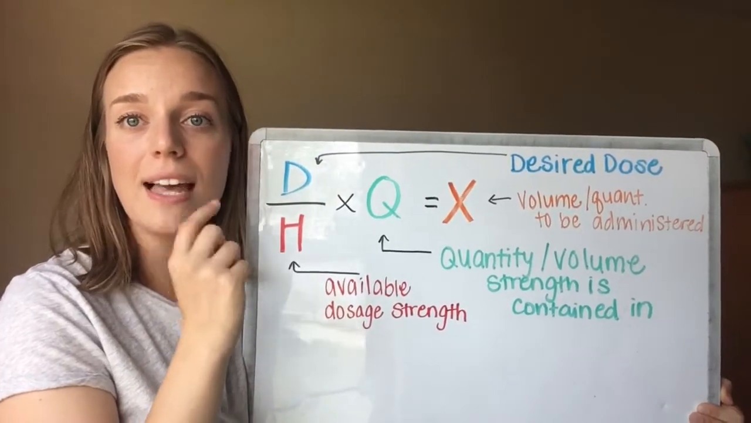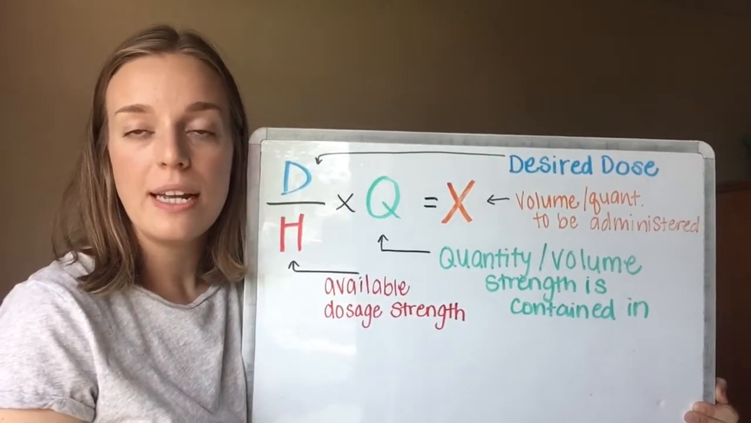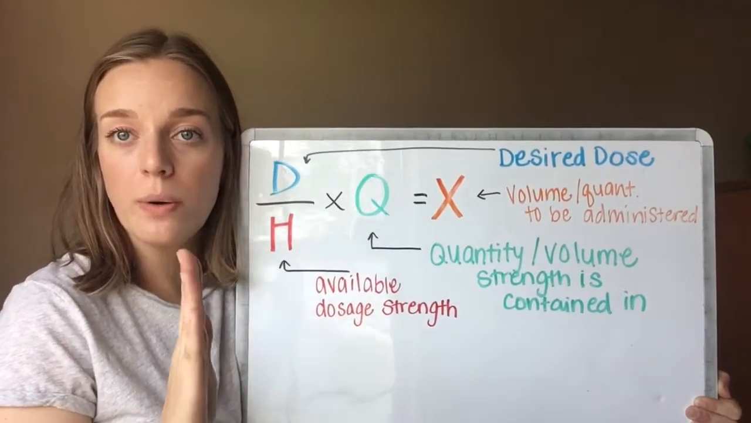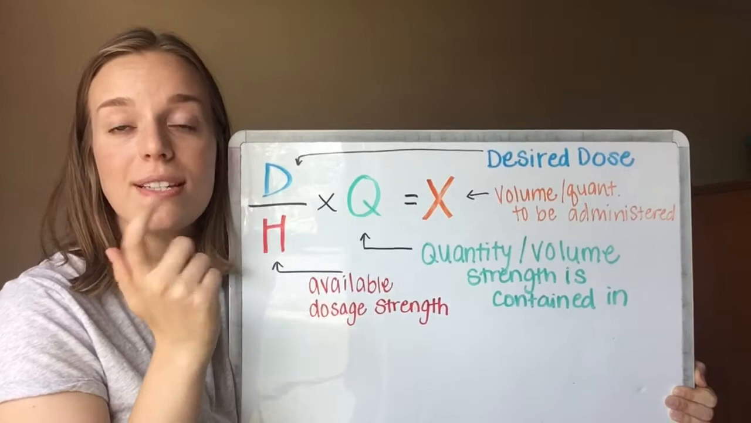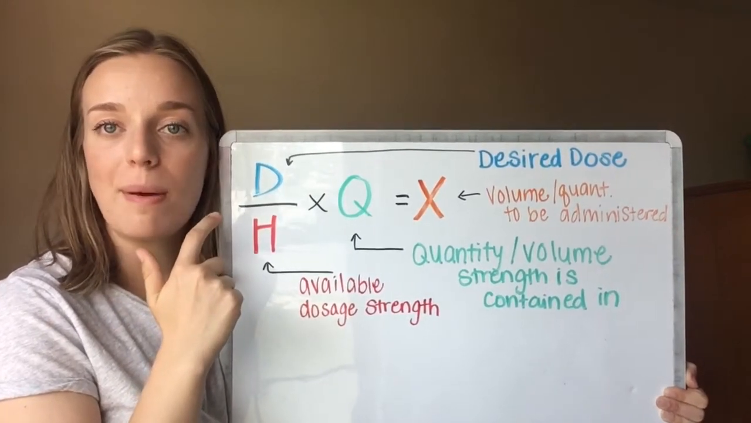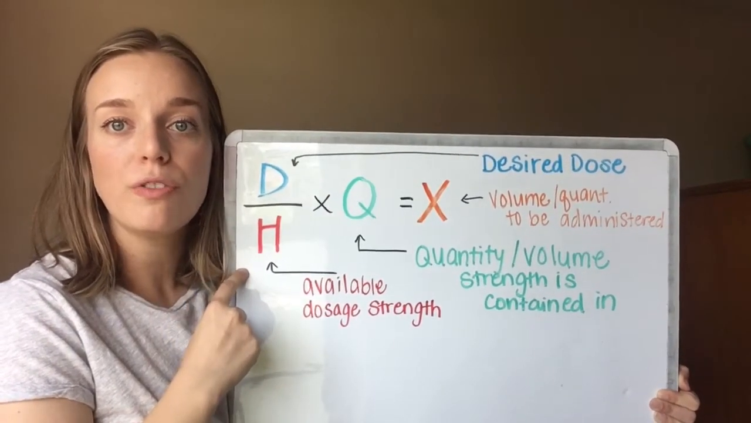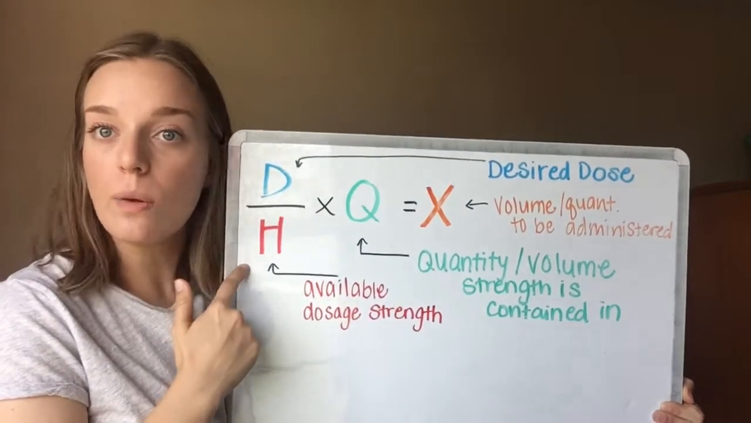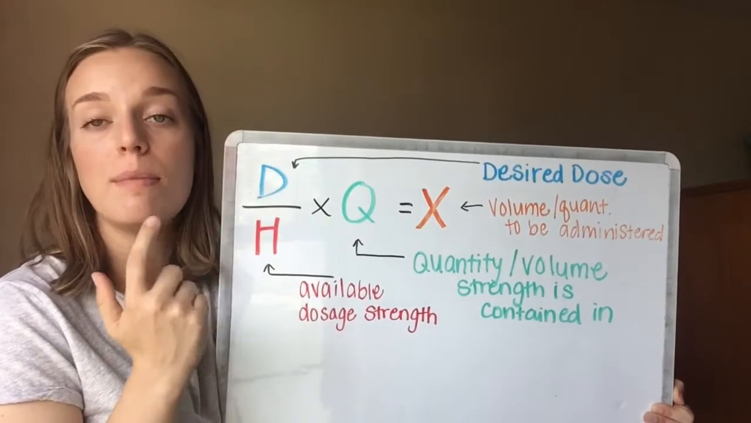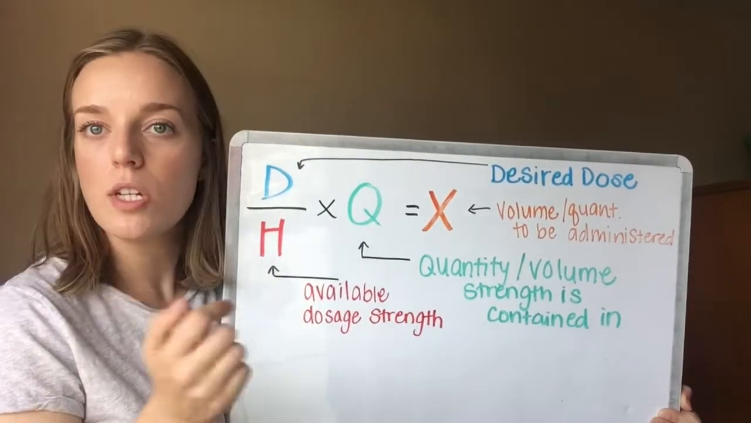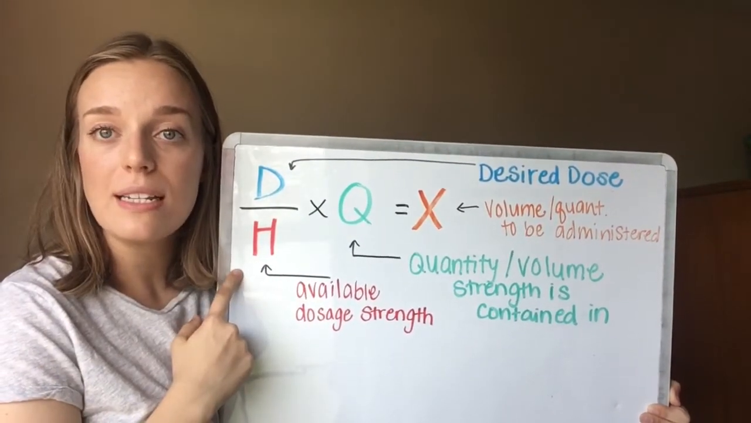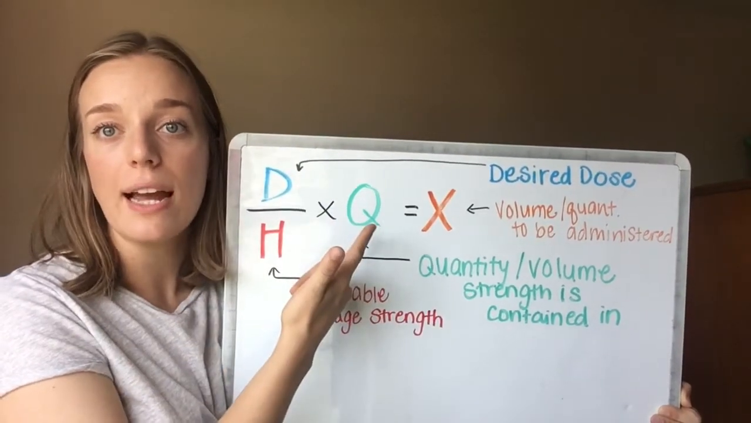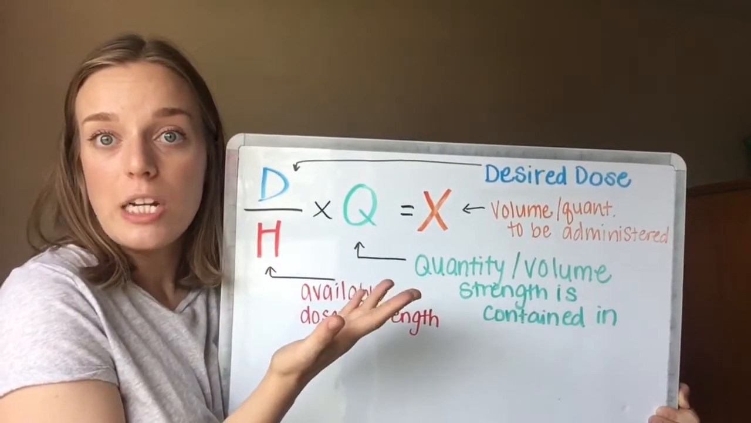So D is our desired dose. What is in your order? Is it 50 milligrams? Is it 100 milligrams? Who knows? But we are going to want to know what our desired dose is to make sure that that's what the patient's getting. We're going to put that over H. That is what the dosage strength is available in. Does it only come in 100 milligrams? Does it come in 200 milligrams? We've got to find out what the available dose is to be able to divide that from what we are desiring our patient to actually ingest.